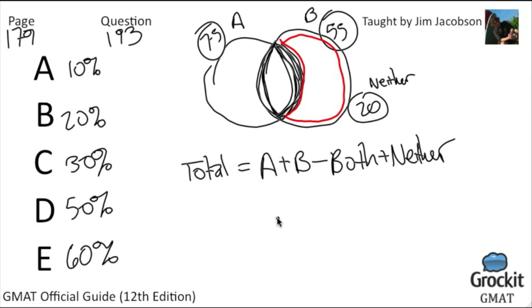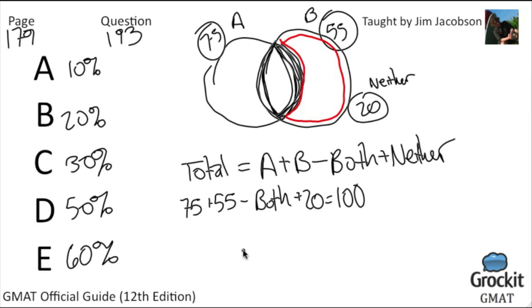Right, so A plus B minus both plus neither. In this case, we actually know the total, and we know A and B. So we have 75 for A plus 55 for B minus both. We still don't know what both is. We'll call it B. No, we shouldn't, because then it's not clear whether it's B or both. Okay, so 75 plus 55 minus both plus 20 equals the total, which is 100. So we're just assuming there's 100 students in the class, so we're using the percents as the actual numbers. It will work out in the end. You can just trust me on that one.